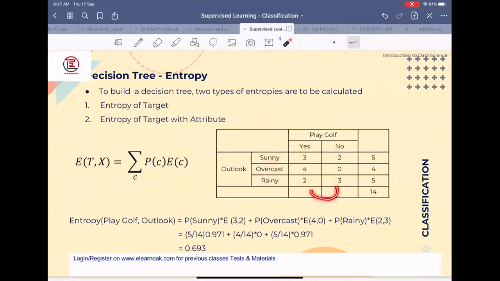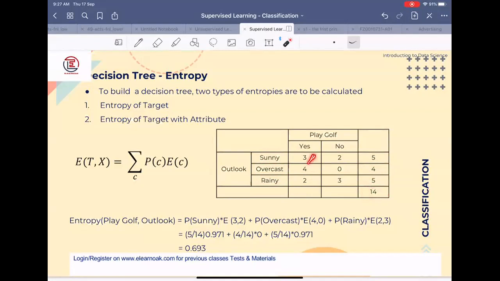Similarly, we can continue the exercise where we'll say, okay, for not playing golf, how many sunny do we have? We have 2 sunny. How many rainy do we have? We have 3 rainy. And on a total, here we have the total. Whether yes or no, out of the 14 examples that we have, 5 of these examples are for sunny, 4 of these examples are for overcast, and 5 of these examples are for rainy. That gives us total 14 datasets.